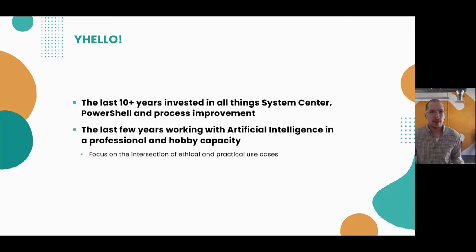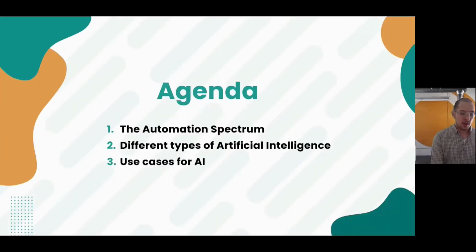And my agenda today is actually pretty succinct. It's only 3 points. At a high level, what I want to go over is the automation spectrum, the different types of AI that you can encounter and find out there, and then of course, what are the use cases? What are the practical, down-to-earth use cases for AI with respect to service management?